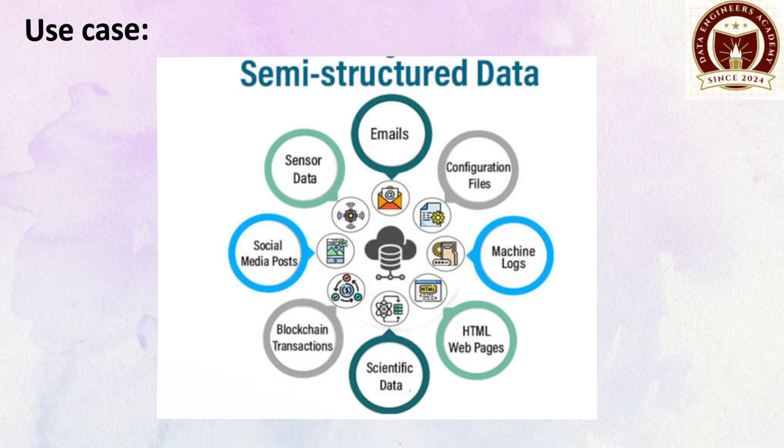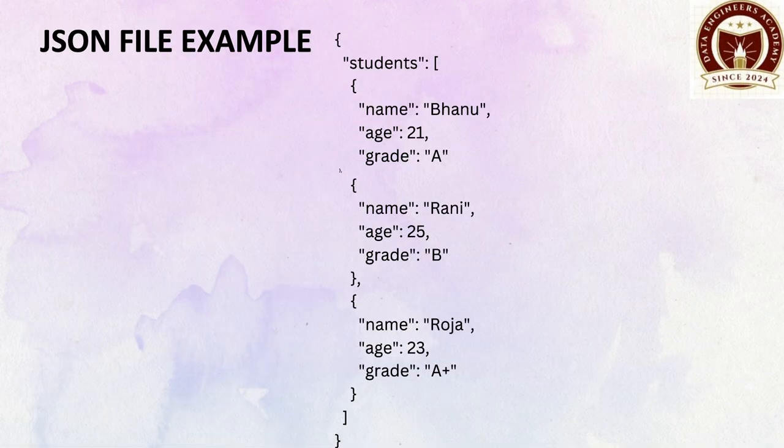Next one is the example of a JSON file. Here, the JSON file contains keys, for example, name, age, grade. So these act as organizational markers. The structure is flexible. Additional fields can be added without breaking the format.